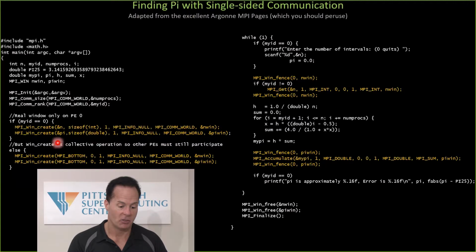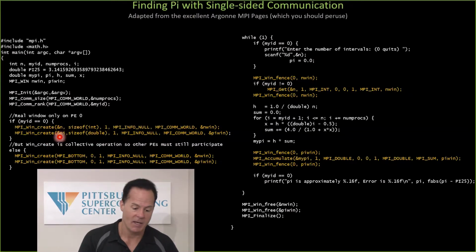But we need to create some windows to allow that to happen. And WinCreate is how we do that. So the window create routines are collectives. That means all the PEs have to call them, not just the PE that you think you're messing with its memory. All the PEs have to synchronize on what the windows are. In this case here, PE0 is going to create a window. It's a very small one here. It's only got a couple variables.